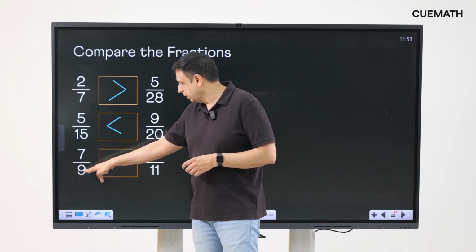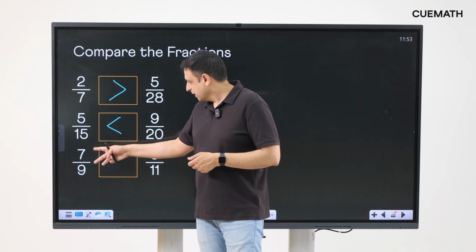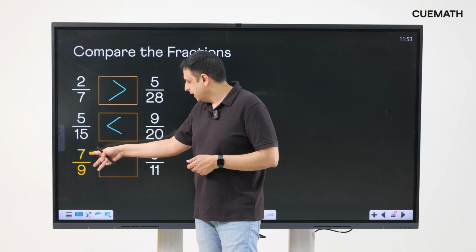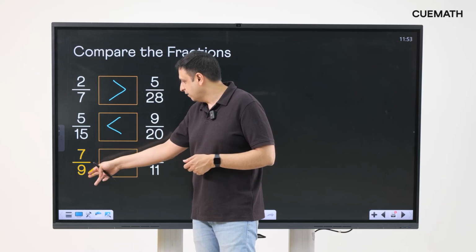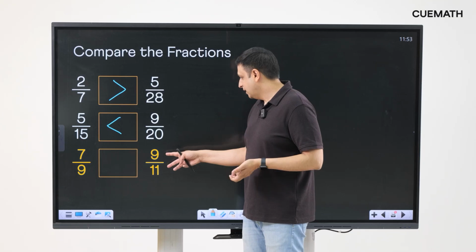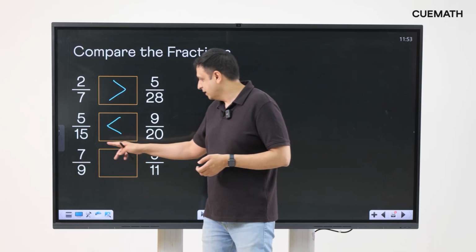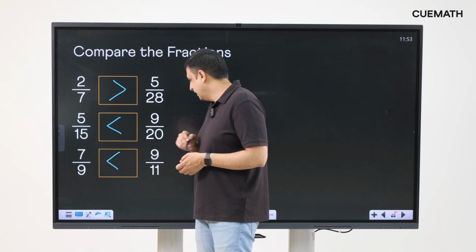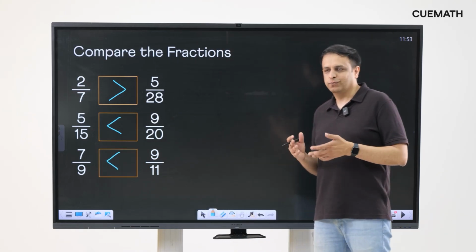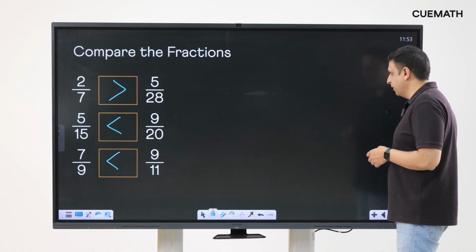What about 7 over 9 and 9 over 11? So the first common multiple of 9 and 11 is 99. So you multiply this fraction above and below by 11. So that gives you 77 over 99. And here you multiply above and below by 9. You get 81 over 99. And therefore 7 over 9 is less than 9 over 11. So that's how you can quickly compare two fractions with different denominators.